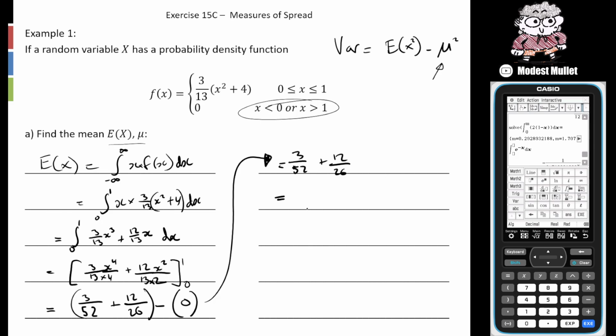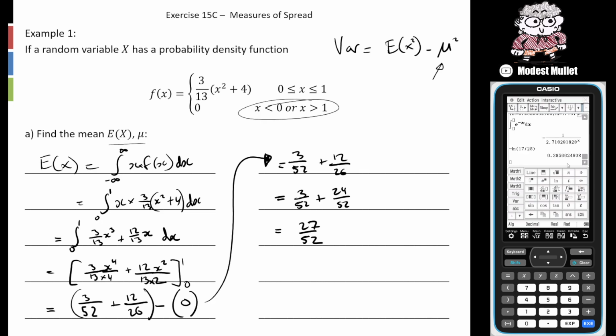That is going to be the same as, let's get common denominators, so 3 on 52 plus, let's double that, that's going to be 24 on 52, which is 27 on 52. Now, not the nicest of numbers. Can we simplify that at all?